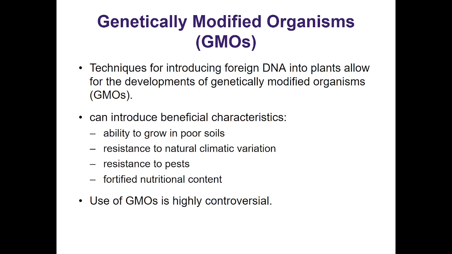So this can introduce beneficial characteristics. It's things like ability to grow in poor soils, resistance to natural climatic variation, resistance to pests, fortified nutritional content. That sounds a lot like all the things that need to be done for our coming future. And we are the most anti-GMO we've ever been, which is interesting. It's like we were trying to kill ourselves. Maybe we are. The use of the GMOs, again, is highly controversial.